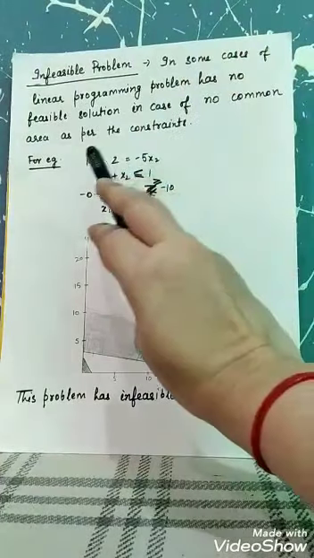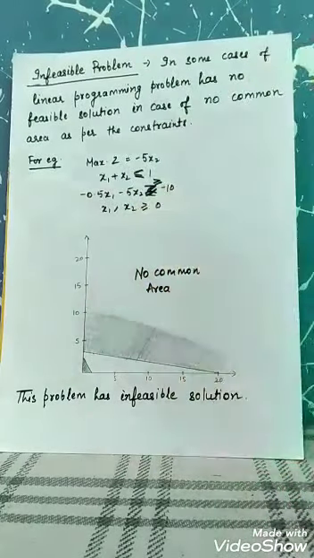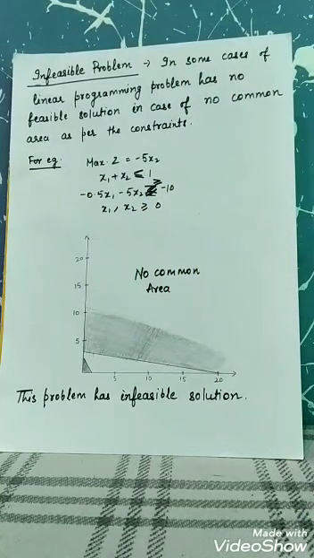And this is the equation, that is maximize z = -5x2, and the first constraint is x1 + x2 less than or equal to 1, and the second equation has a greater than sign, that is -0.5x1 - 5x2 greater than or equal to -10. Here we can cut the minus sign by multiplying by minus, so all values are converted into positive values.